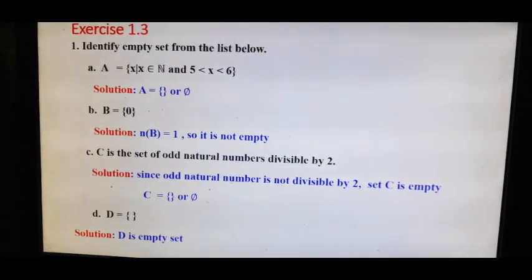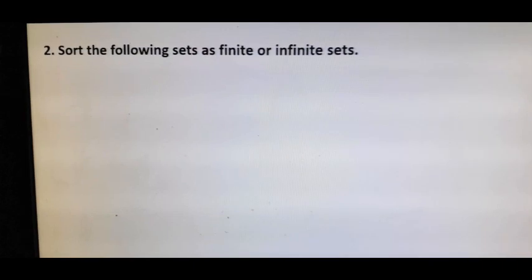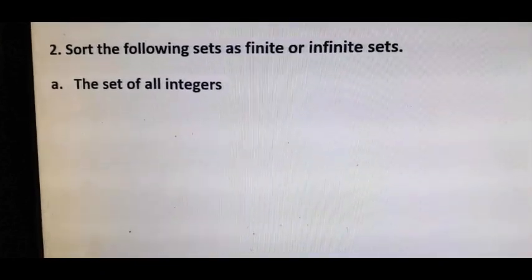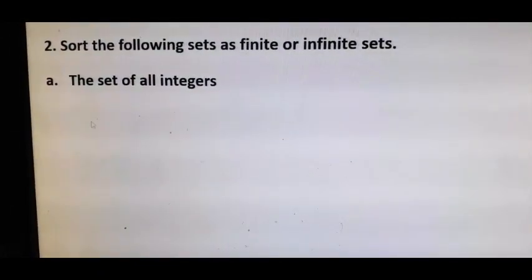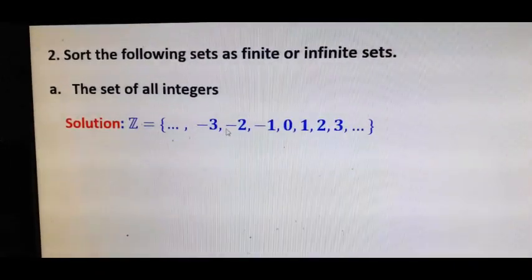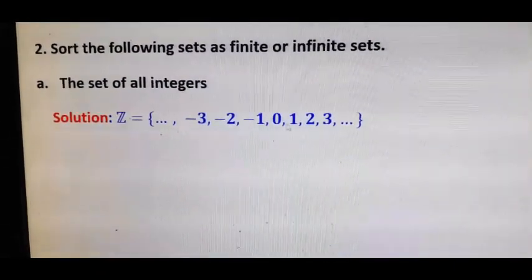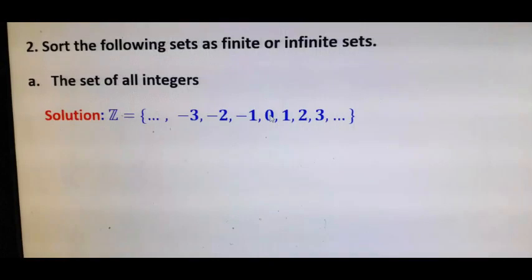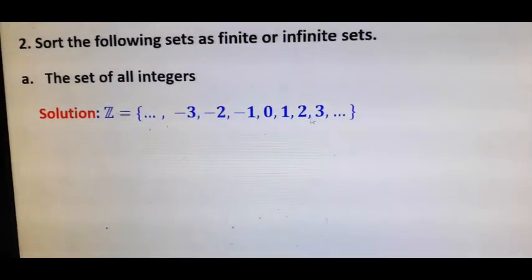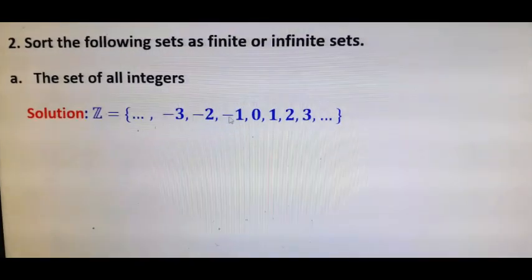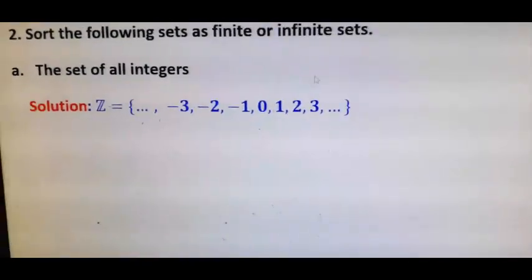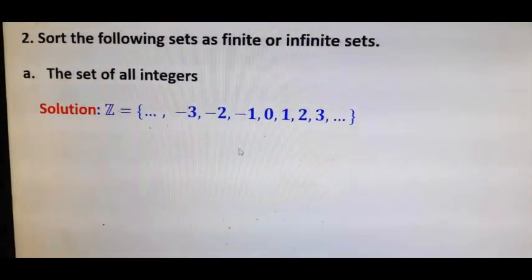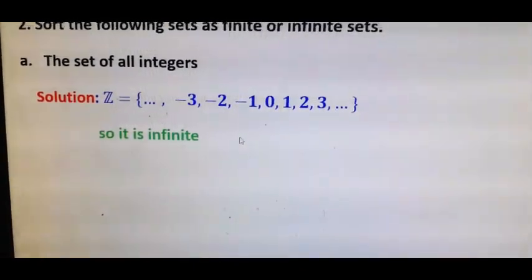The other one is to sort the following sets as finite or infinite. The set of all integers. Integers contain what? The natural numbers 1, 2, 3, the opposites of natural numbers -1, -2, -3, including 0. Therefore, this is not finite. It is infinite.